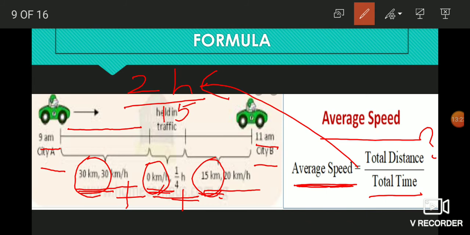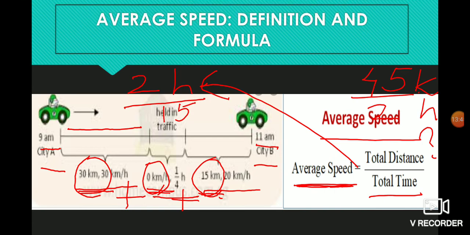So what is the average speed? It would be 45 kilometers divided by the time taken, 2. So this is kilometers and this is hours. So what is the average speed? It is 45 divided by 2. That comes to around 27.5 kilometers per hour. So that is the average speed or speed of this car.